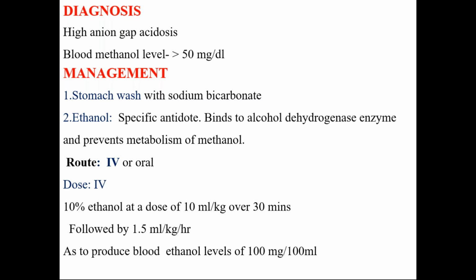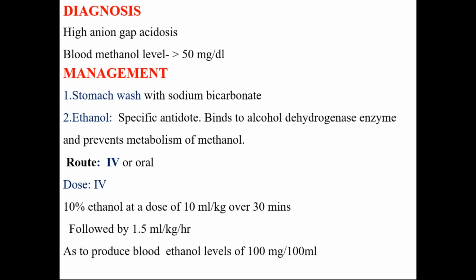How do you treat a patient with methyl alcohol poisoning? Normal routine stomach wash with sodium bicarbonate solution. The antidote for methyl alcohol poisoning is ethyl alcohol. Antidote for methanol is ethanol. So ethanol is the specific antidote. What will this ethanol do? This ethanol will bind to alcohol dehydrogenase and prevent the metabolism of methanol into formaldehyde.